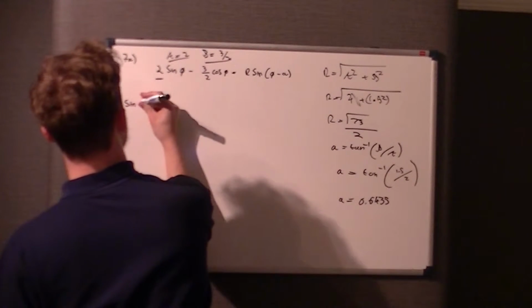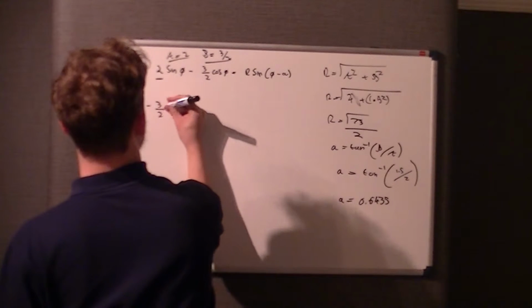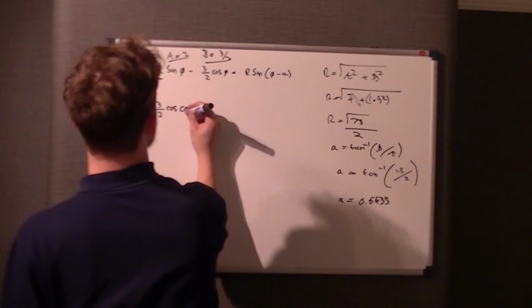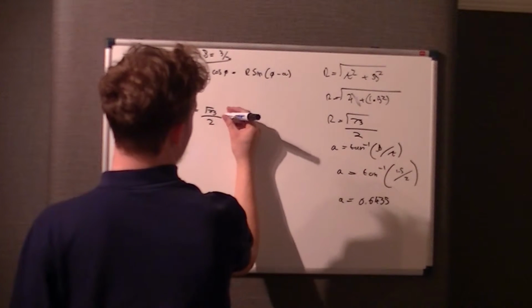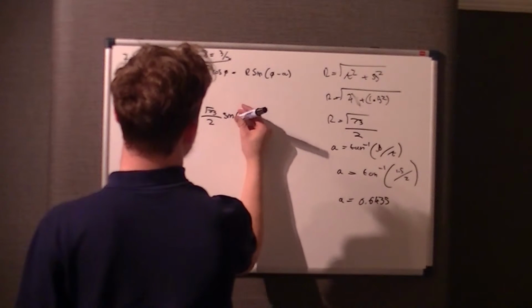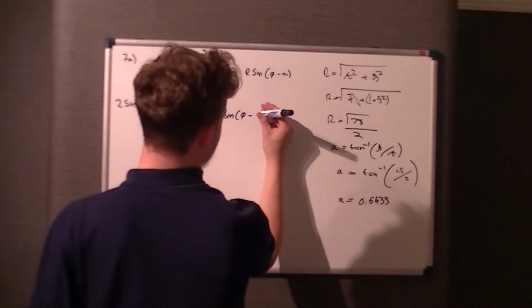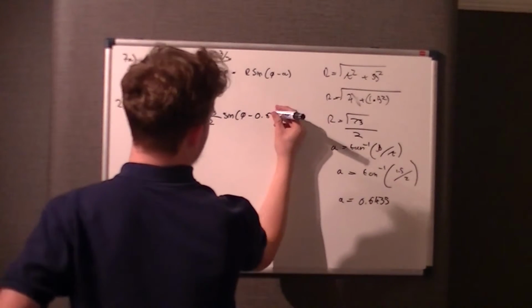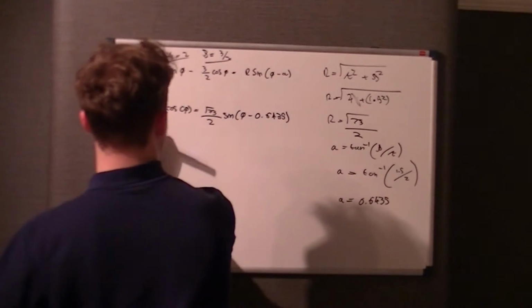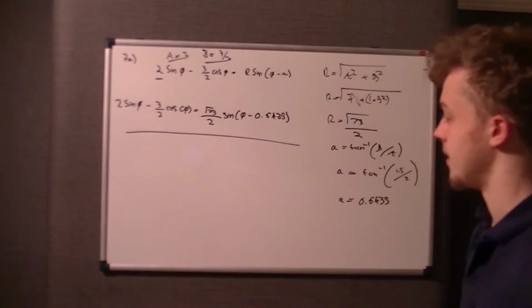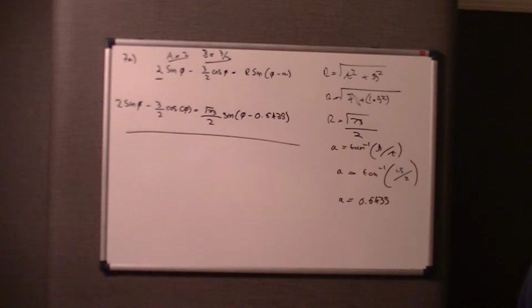So 2 sine theta take 3 over 2 or 1.5 cos theta is equal to root 73 over 2 sine of theta take 0.6435. It doesn't say what it wants alpha to, but you can always leave it as an exact value. So that's 7a. 7b says find the maximum value of 2 sine theta take 1.5 cos theta.